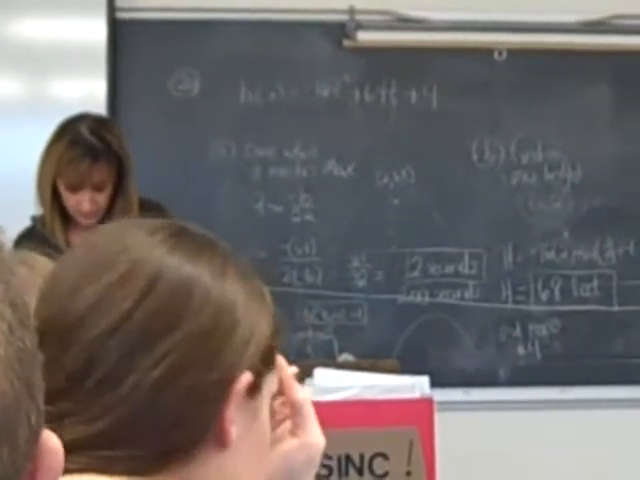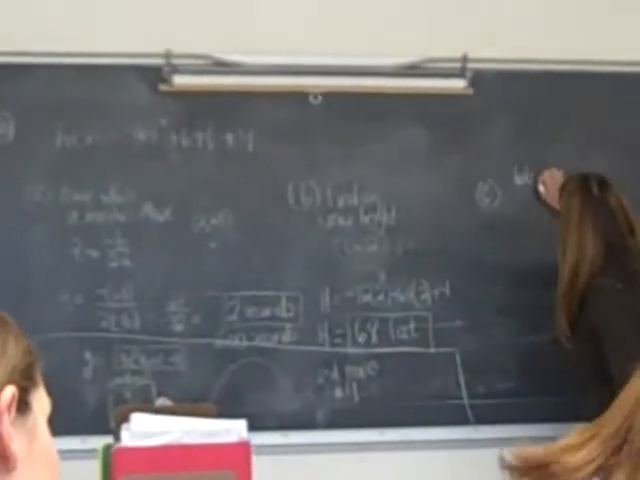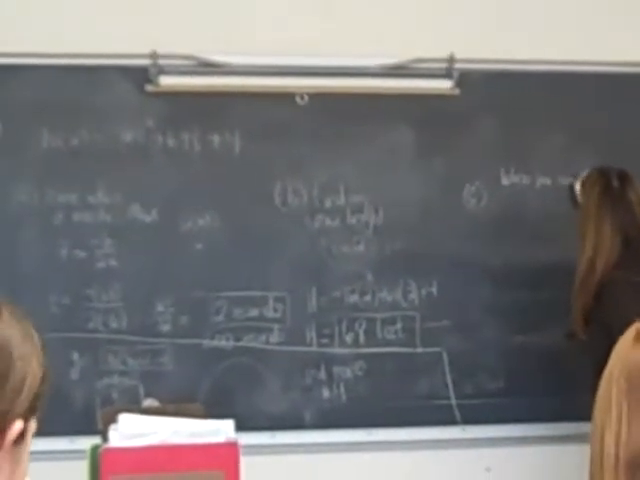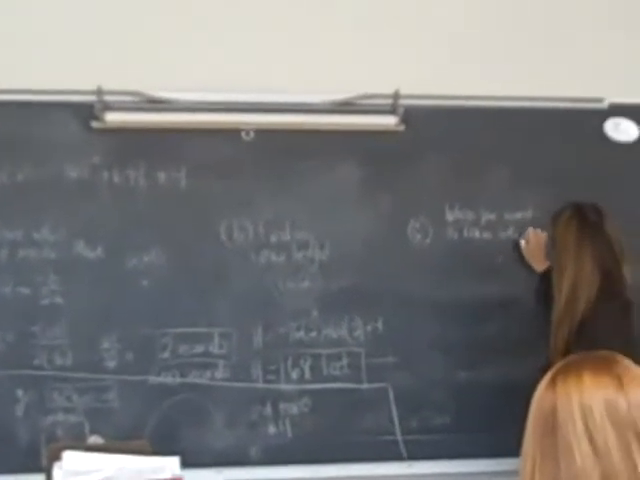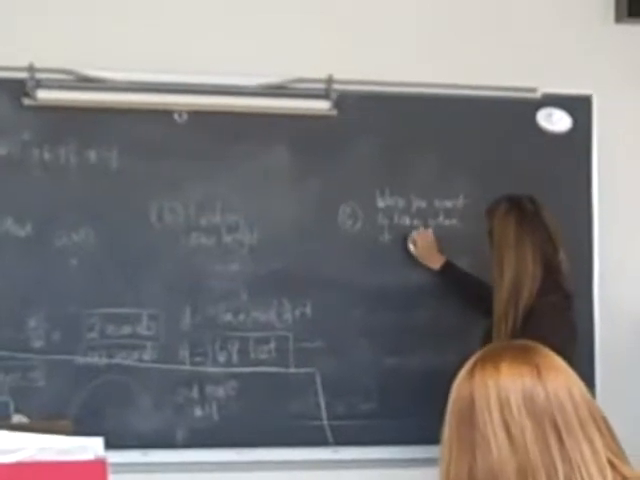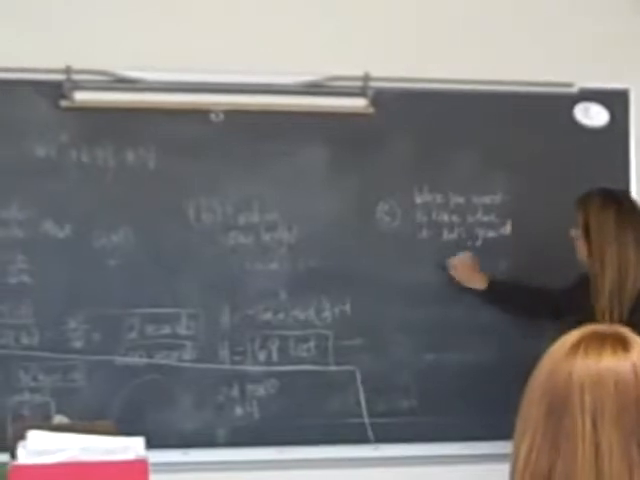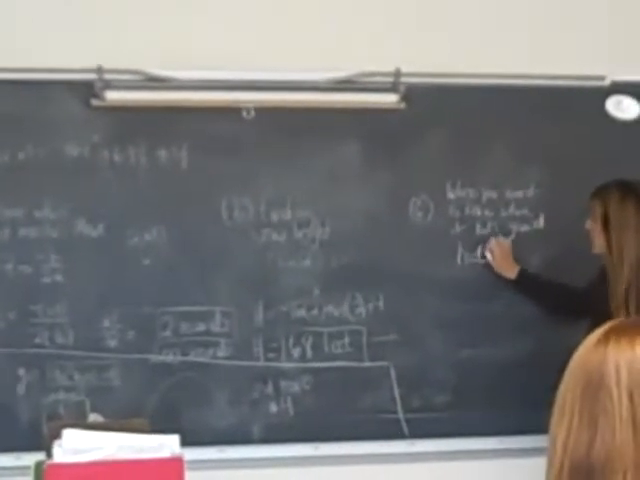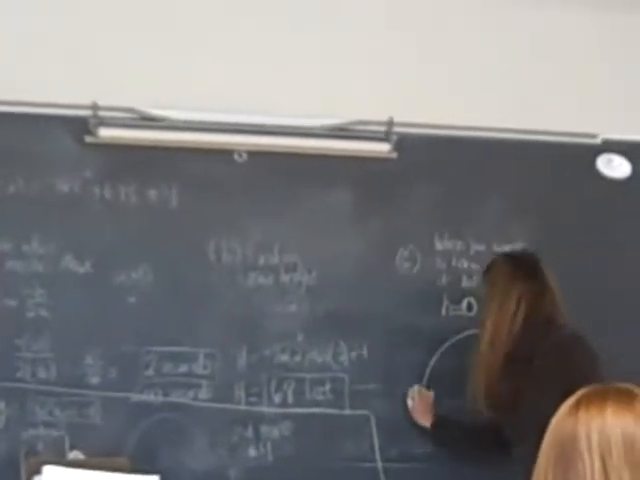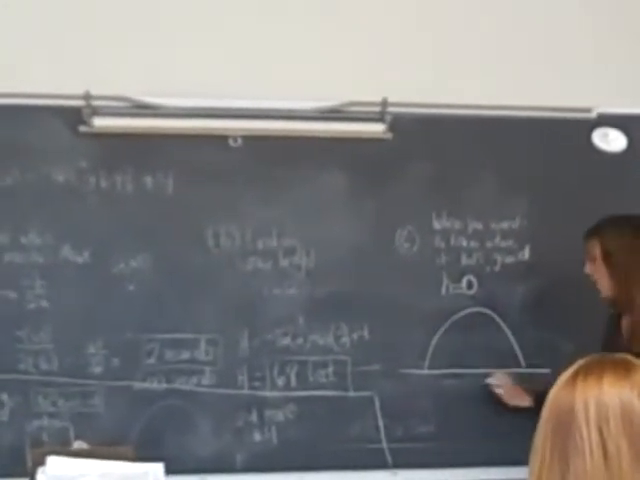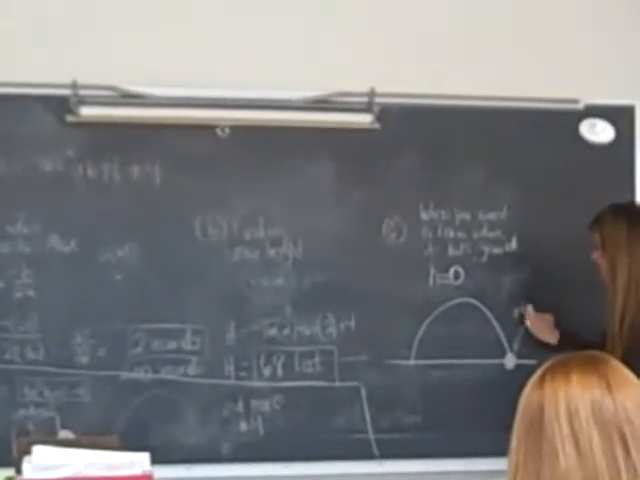After how many seconds does the ball return to the ground? Okay, I want to know when it hits the ground. Write this down to yourself if you have trouble with this. Your H is 0. You're going to do an intersection of your parabola and the ground. I want to know when it hits the ground. I can do an intersection.